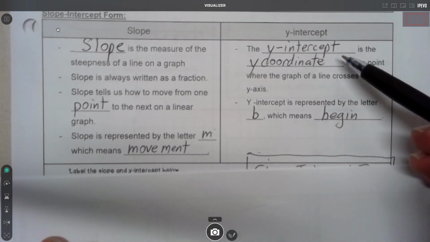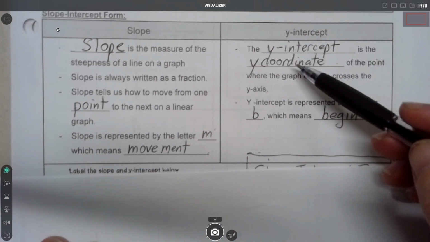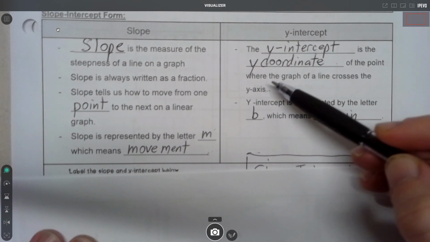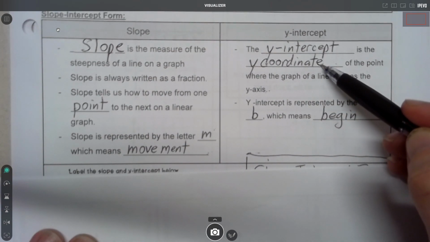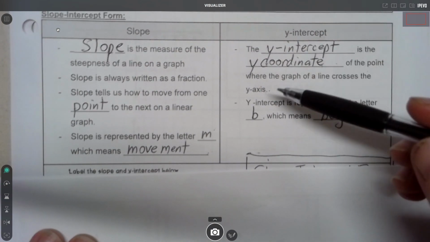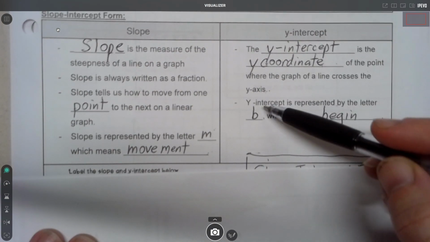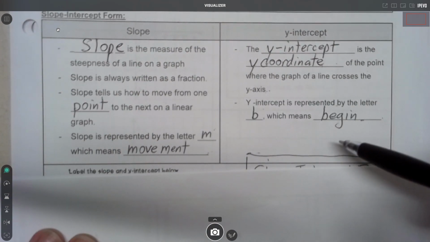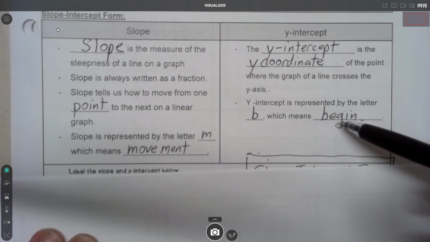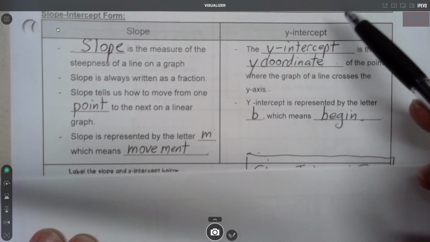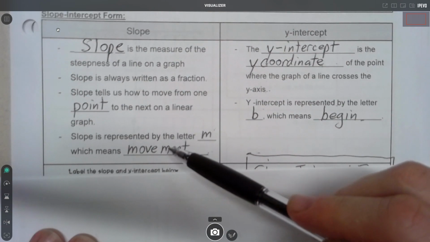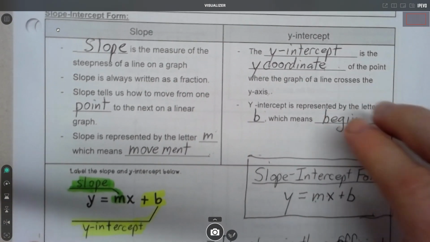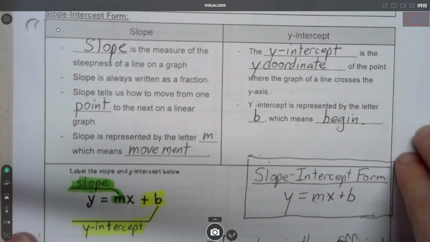The y-intercept is the y-coordinate of the point where the graph of a line crosses the y-axis. So it's the y-coordinate only. The y-intercept is represented by the letter b, which means begin. Okay? So whenever we graph a line that's in slope-intercept form, we begin with the y-intercept, and then we use the slope to move to other points. So let's take a look at what slope-intercept form is. Again, pause the video if you need to catch up with the notes.